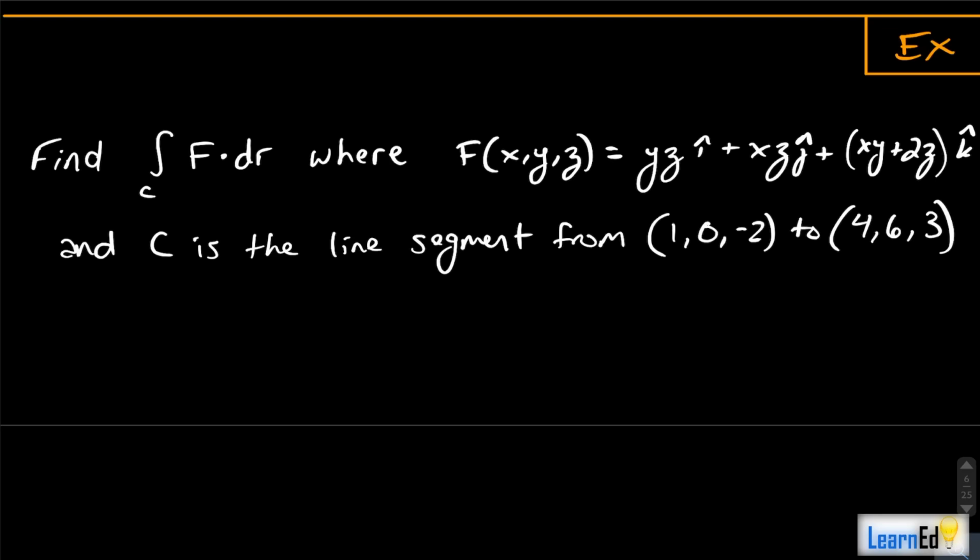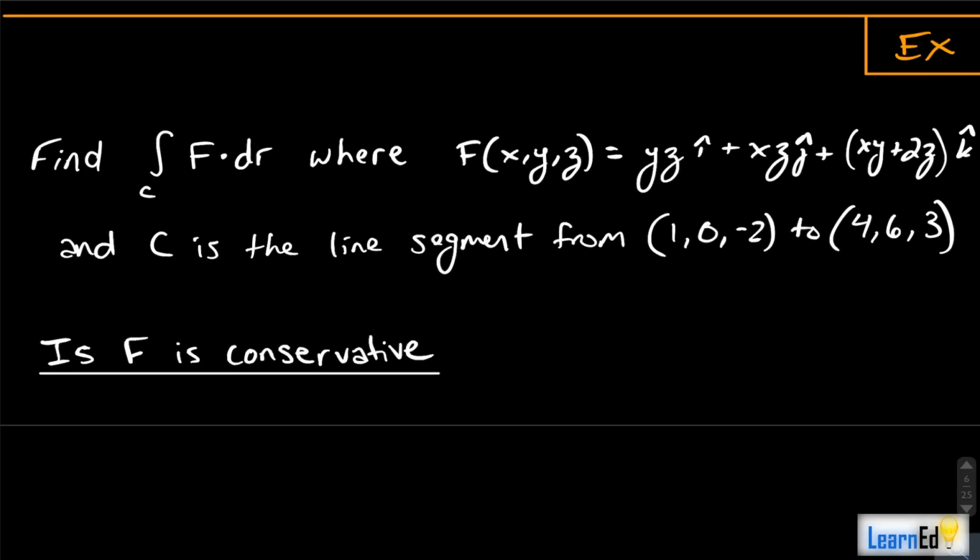So what I'm going to do is undo the gradient operation, because we want to see if f is conservative. So is f conservative? Which means, can we take an antiderivative of it? Can we take an antiderivative of our f? So we're going to undo the gradient operation. That's how we take an antiderivative.